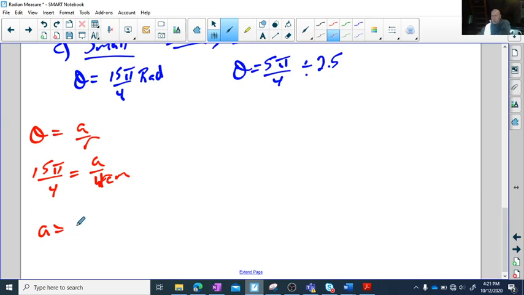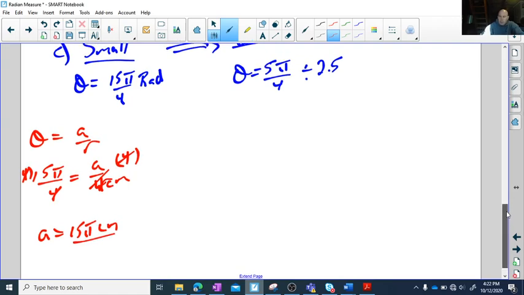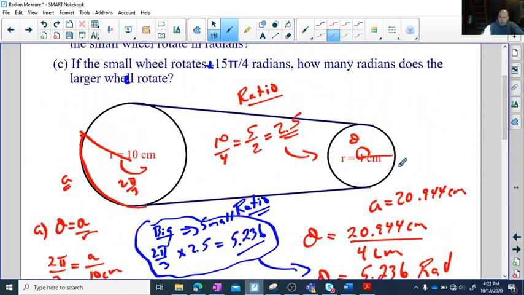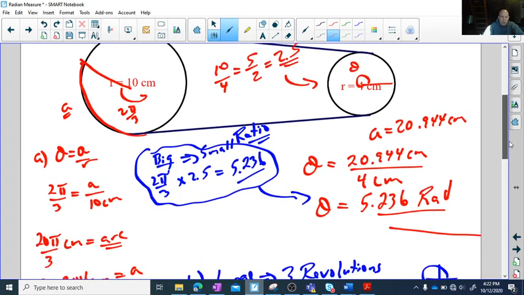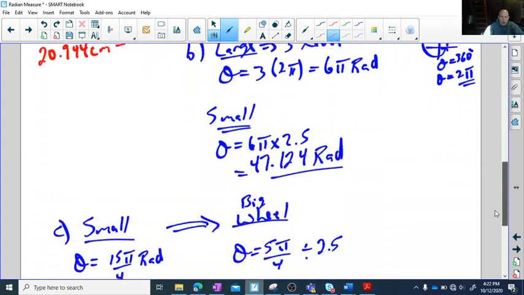So the arc here is going to be, multiply both sides by 4. That'll get rid of that. Multiply this side by 4. That gets rid of that. So it's 15 pi centimeters. Let's leave it like that, actually. That's exact. So that's the arc, which means distance traveled on the outside. So the arc traveled here will be the same as the arc traveled on the big wheel. So now I'm going to go to the larger wheel, and I'm going to calculate the radius. Sorry, not the radius. Calculate the theta, knowing the arc.